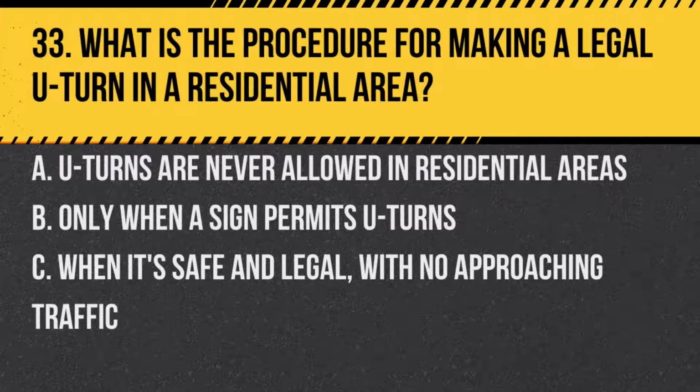Question 33. What is the procedure for making a legal U-turn in a residential area? A. U-turns are never allowed in residential areas. B. Only when a sign permits U-turns. C. When it's safe and legal, with no approaching traffic. Answer: C. When it's safe and legal, with no approaching traffic. U-turns in residential areas are legal when they can be performed safely, and no signs prohibit them.